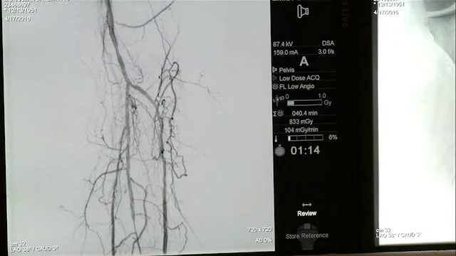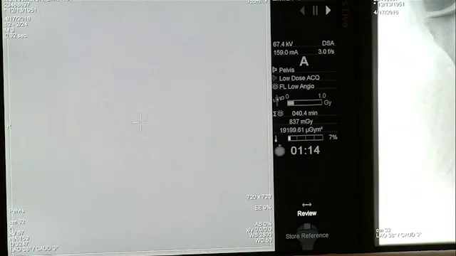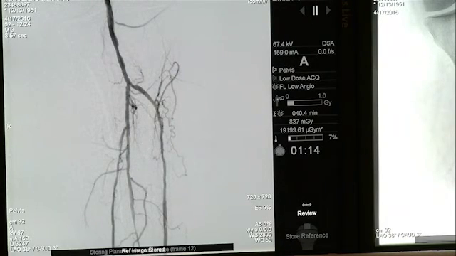Wonderful. I think we have a nice 3 vessel at least. There's some recoil in some areas, but I think we have given her a lot of volume here. So hopefully, with this, there should be significant healing.